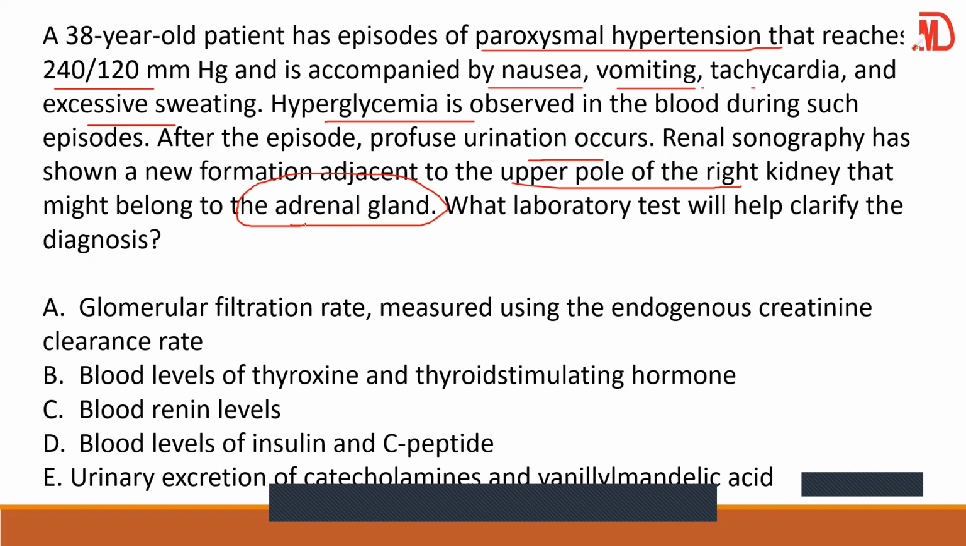Now, to help you to confirm this, you would have to see these catecholamines. Catecholamines are the epinephrine, the norepinephrine, okay? So you have to see these catecholamines in the urine, all right? And that is over here. Your answer is E. All right.